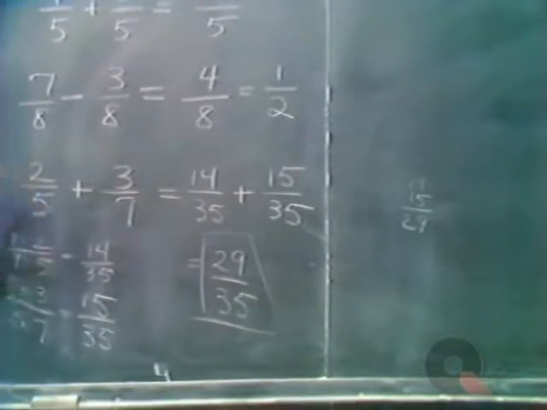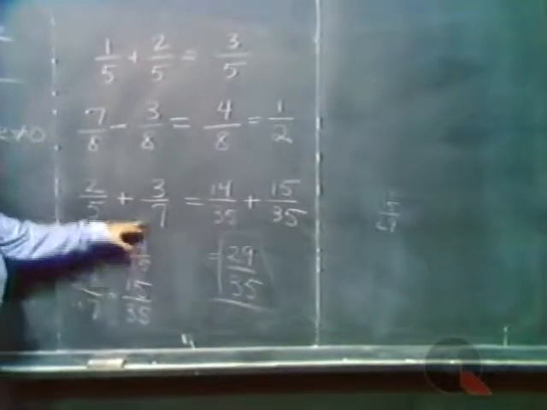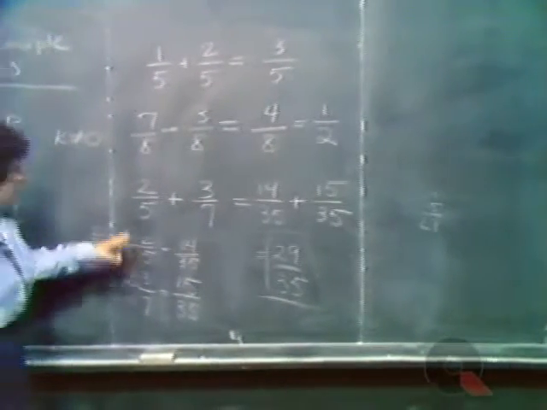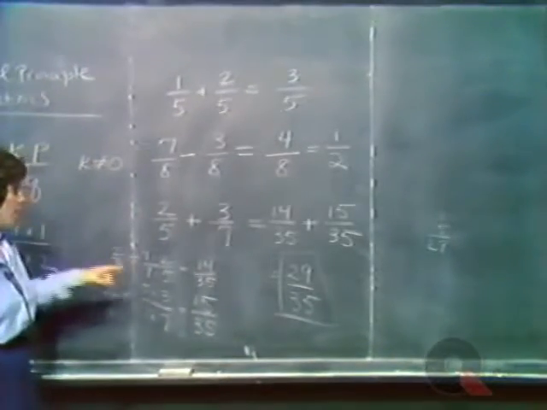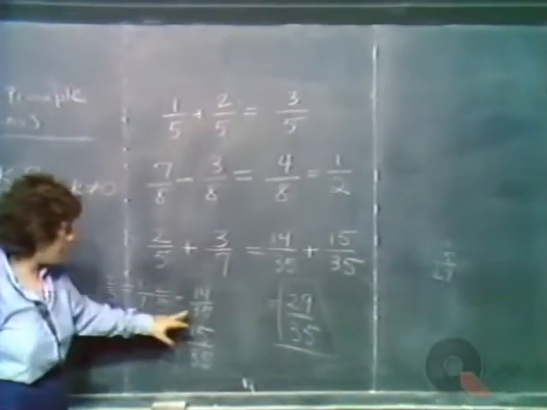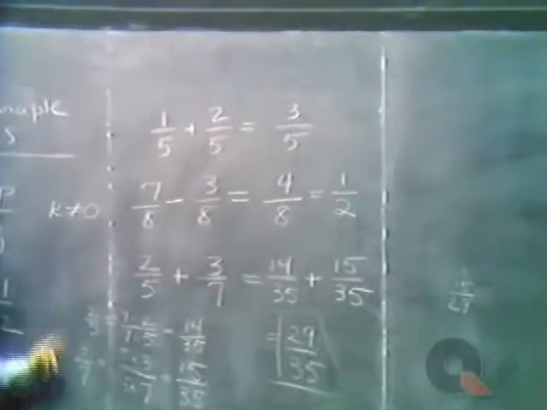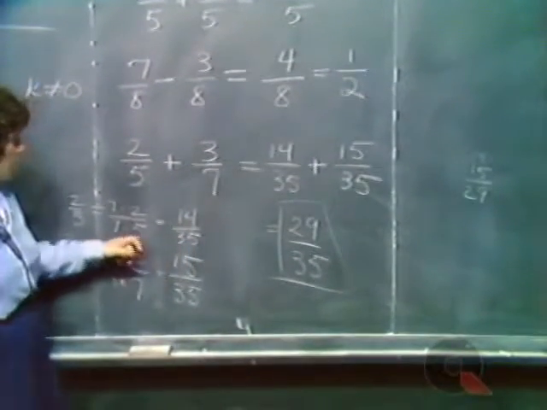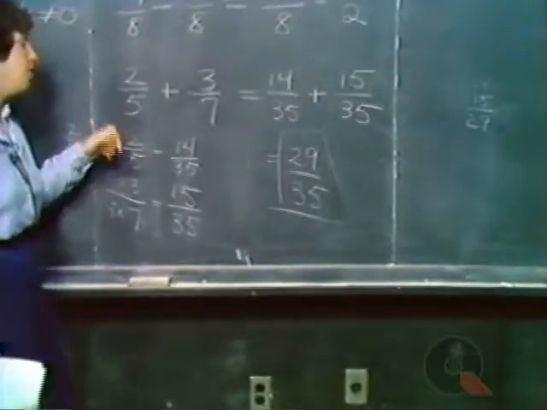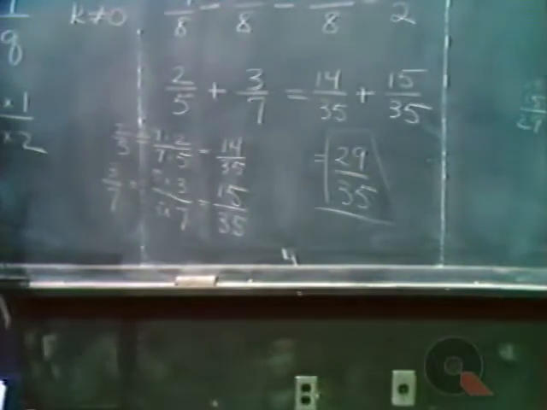Remember, to add the fractions, they must have the same denominator. So we will first find fractions equivalent to these that have the same denominator. We picked 35 as the lowest common denominator, and we asked ourselves in each case, what did we have to do to the denominator to get 35? And whatever we had to do to the denominator, we had to do to the numerator as well, according to the fundamental principle of fractions.